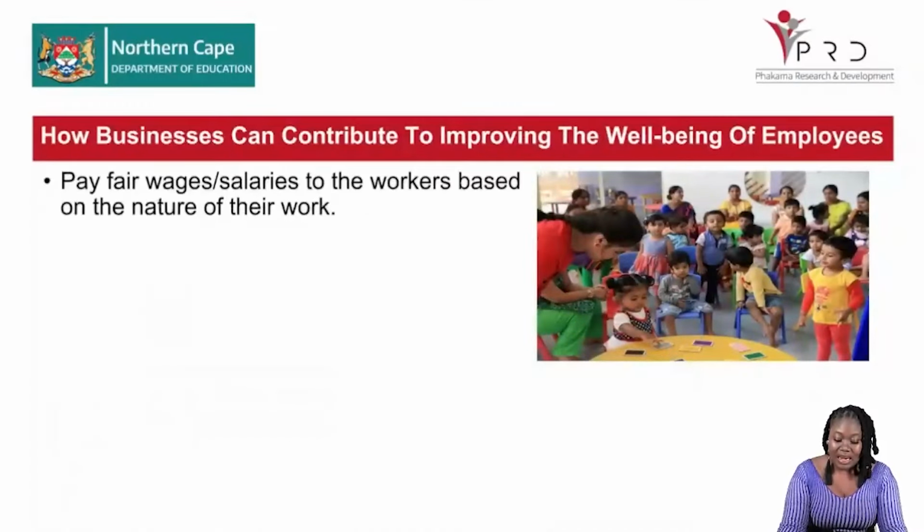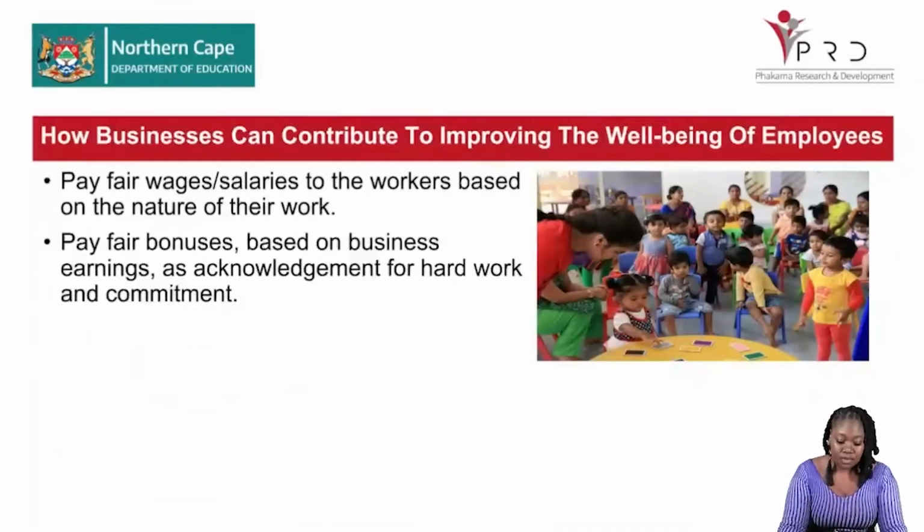And then another thing that businesses can do, in order to improve the well-being of employees, as a business, you must make sure that you pay fair wages or salaries to workers based on the nature of their job. You can also make sure that you pay fair bonuses based on business earnings and also as acknowledgement for hard work and commitment. So when you look at these 2 points, the key word there is pay fair. So when you are studying, you can focus on these 2 points.